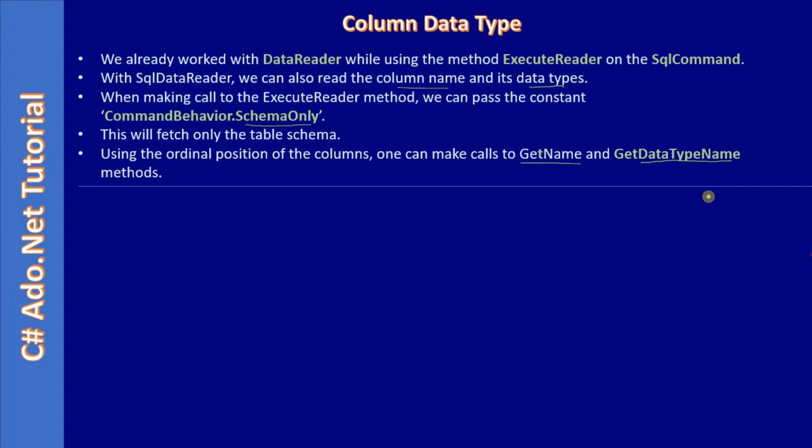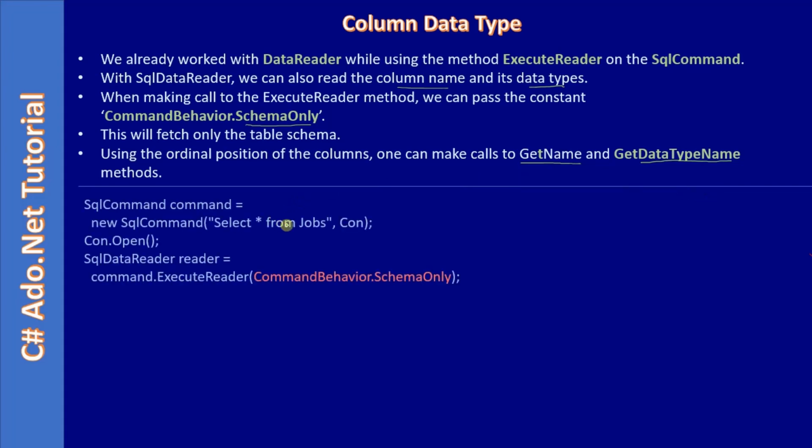Now let's look at the example. Here, we are making a SqlCommand object to retrieve data from jobs. Here is the connection. We are opening the connection using the SqlCommand. But when we are executing the executeReader method, we specify the CommandBehavior.SchemaOnly option. So this will fetch the column name as well as data types.